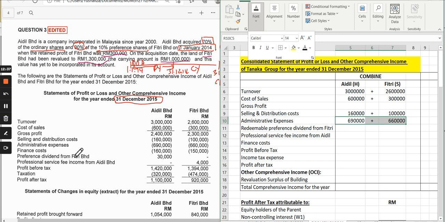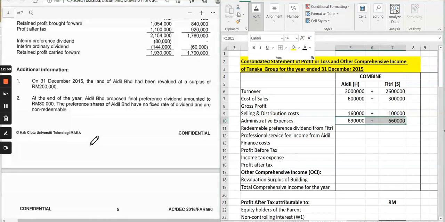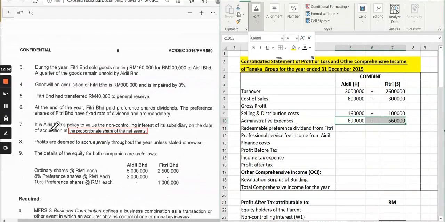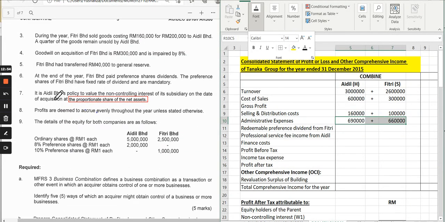For your information, the preference dividend that you receive from Fitri, which is from the acquisition of the 10% preference shares, there is one important note that was given, important additional information given in the question. So let's look at the information here, which is number 6. At the end of the year, you are informed Fitri paid the preference dividend. So those are not so much related to the types of the shares. It was just the dividends that were for the preference shares.